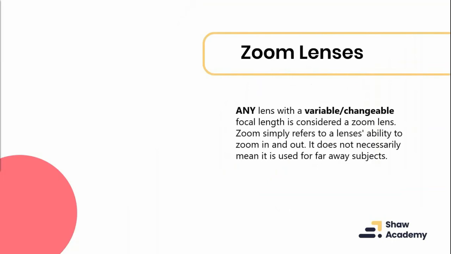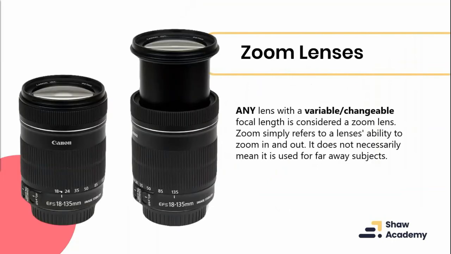So a zoom lens is any lens that has a variable or changeable focal length. A zoom lens, for beginners, can sometimes be a little bit confusing, because a lot of beginners think it means that it's a lens that does close-up photography, or that you're very far away and you can still get very close to the subject. That's not what it means. A zoom lens is any lens where you can change the focal length.